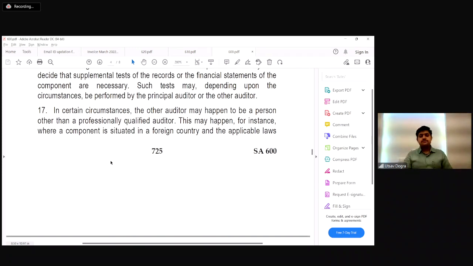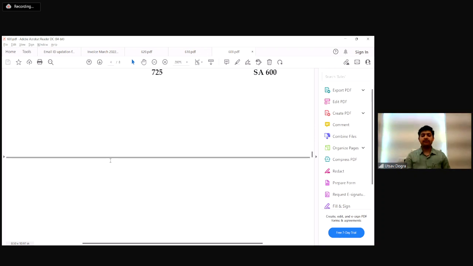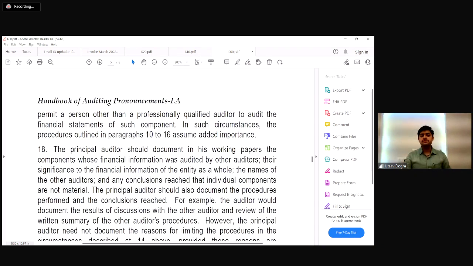In certain circumstances, the auditor may happen to be a person other than a professionally qualified auditor. This may happen, for instance, where the component is situated in a foreign country and the applicable law permits a person other than a professionally qualified auditor to audit the financial statements of such component. In such circumstances, the provisions in paragraphs 10 to 16 assume added importance.